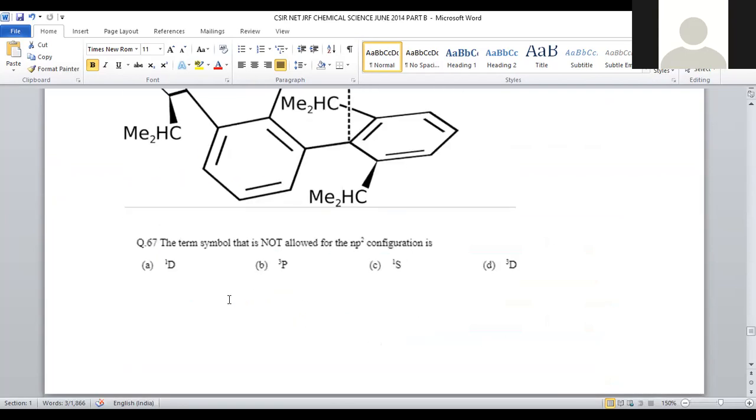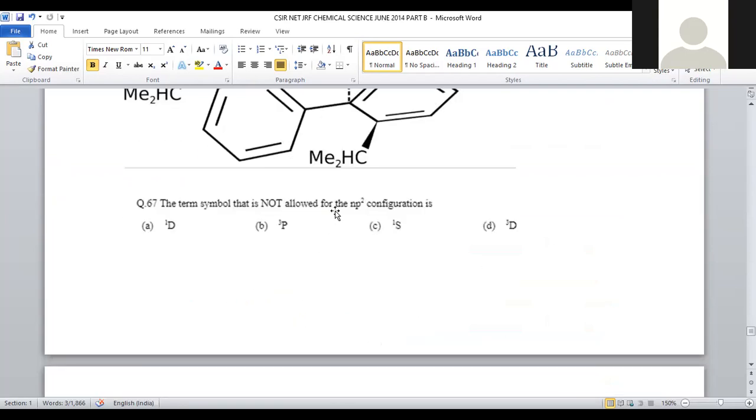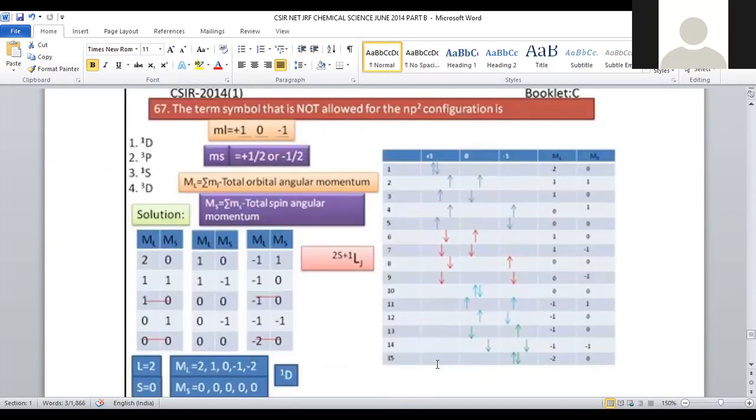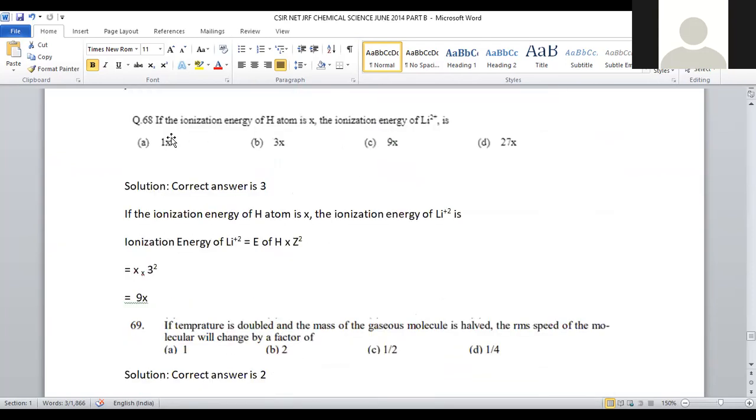The correct answer for this question, the term symbol that is not allowed for the np2 configuration, will be 3D. That is option number 4. For question number 67, option number 4 is the correct answer. Let us move on to question number 68.